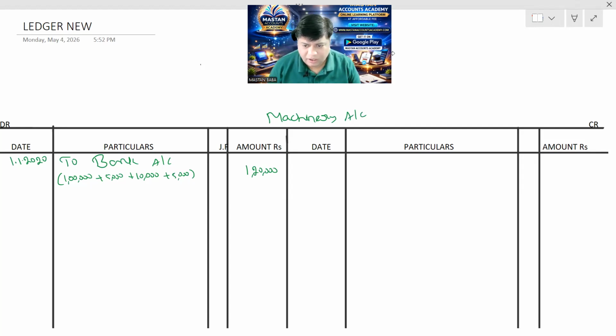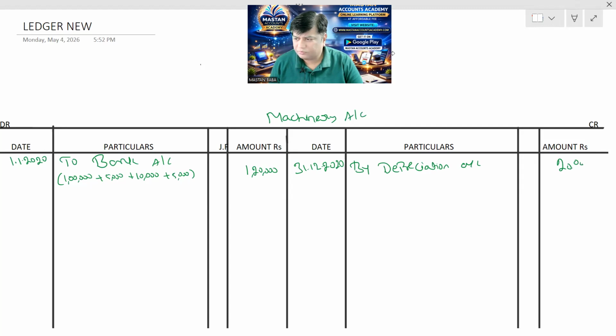As we know, they are following the calendar year, so the year ends on 31/12/2020. By depreciation account. How much have we already calculated as the annual depreciation? It is 20,000 rupees.